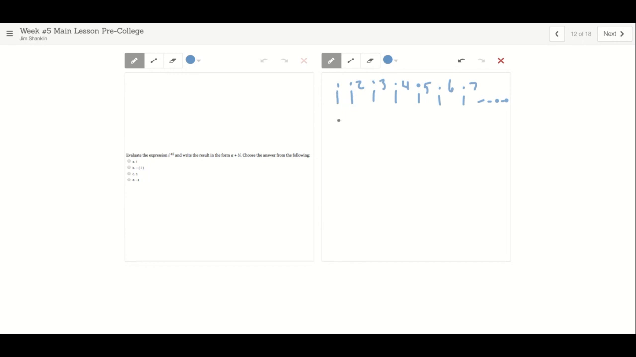Okay, so I'm just going to rewrite this. So this is i, negative 1, then we would have negative i, then we would have a 1. And then it just keeps repeating, doesn't it? So i to the fifth would just be i. i to the sixth would be negative 1. i to the seventh would be negative i. i to the eighth would be negative 1. Oh, did I mess up here?